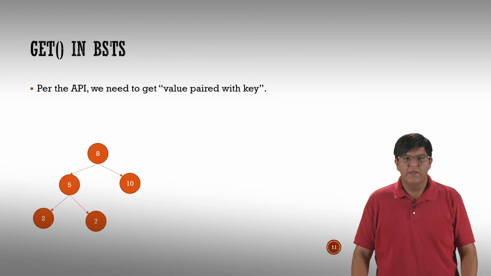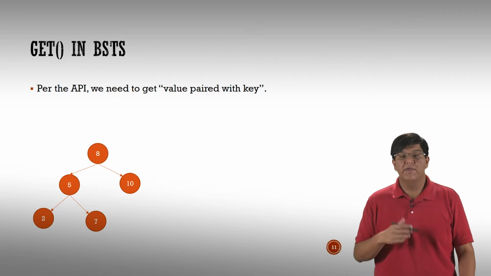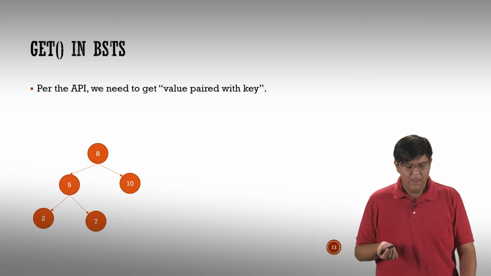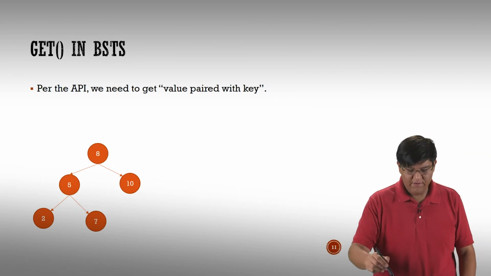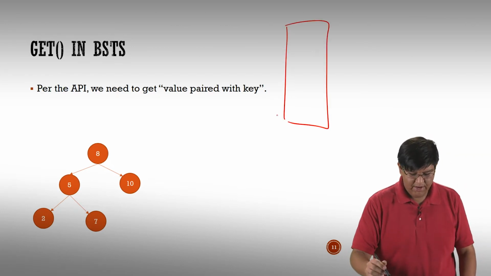In this video, we're going to take a look at the get operation. According to our API, it's supposed to return the value paired with a key. So what does that mean? Basically, I have this idea that I have these different keys in my table. For example, maybe I have this key 5, and key 5 maps to the word, I don't know, cat. Okay, number 5 matches to cat.